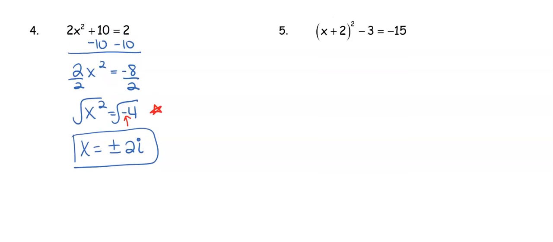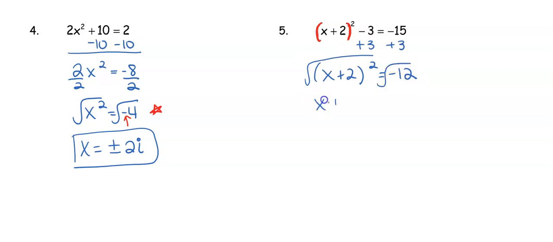And our last one, still same idea. We want to get this x squared by itself. So we move our 3 over. x plus 2 quantity squared is equal to a negative 12. We square root each side. We see that we have that negative underneath that square root again. So when I break down the 12, after you do these radicals enough, you're going to start knowing what they are. Like you're going to know that the square root of 8 is 2 root 2. Maybe you'll know that 12 is 2 root 3.